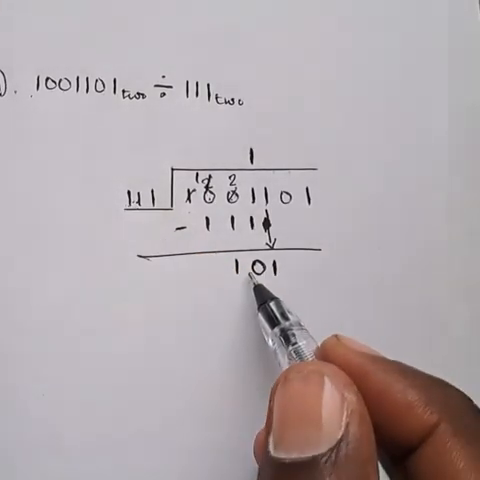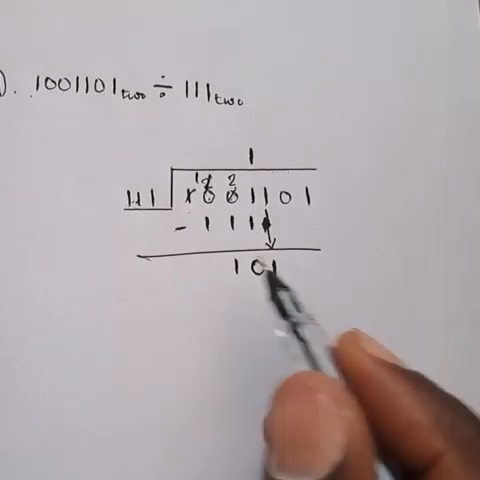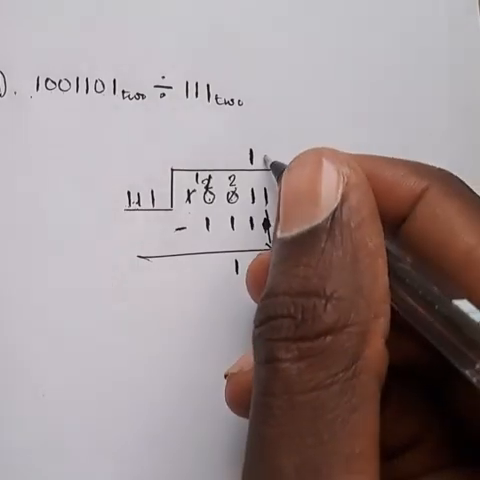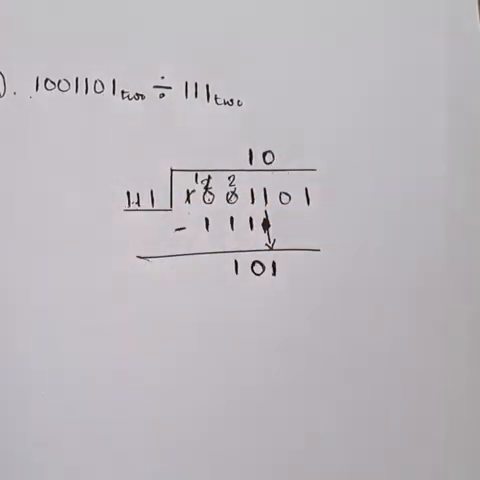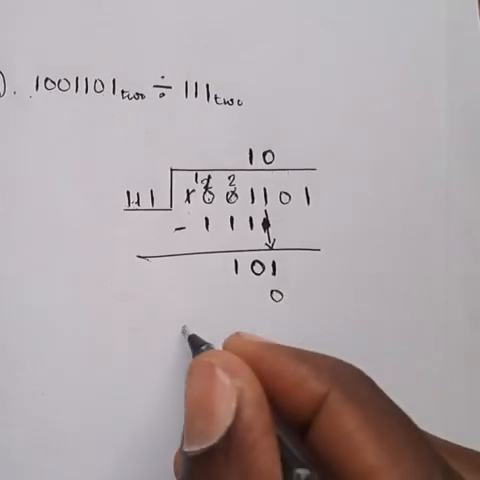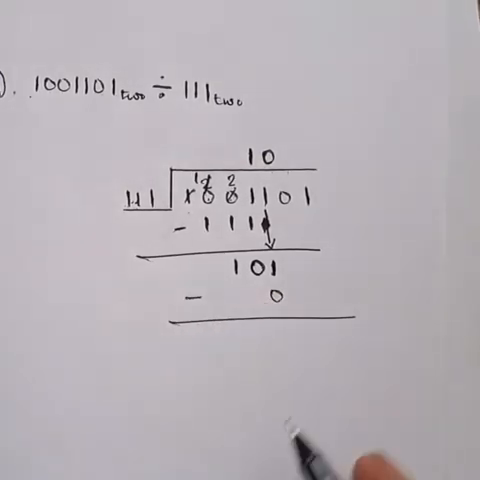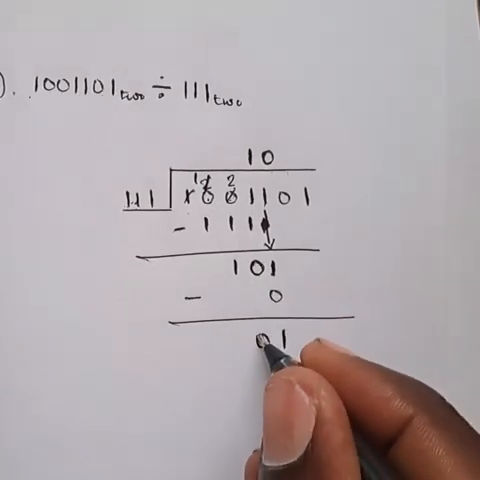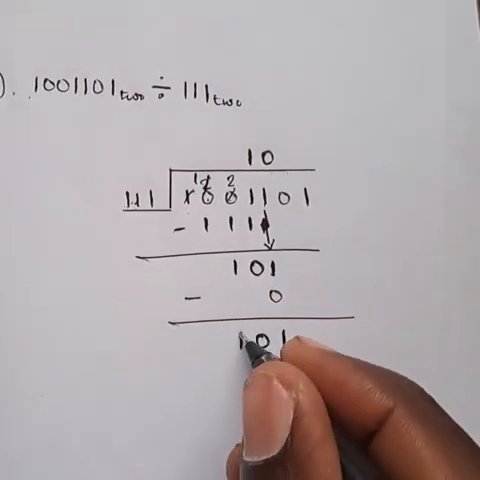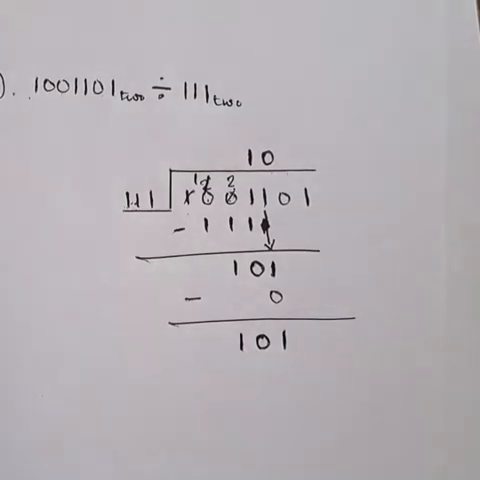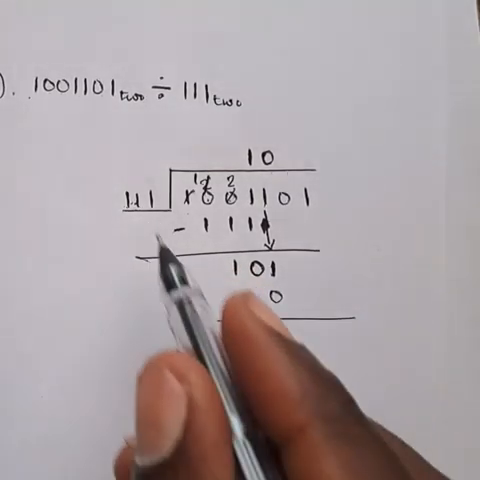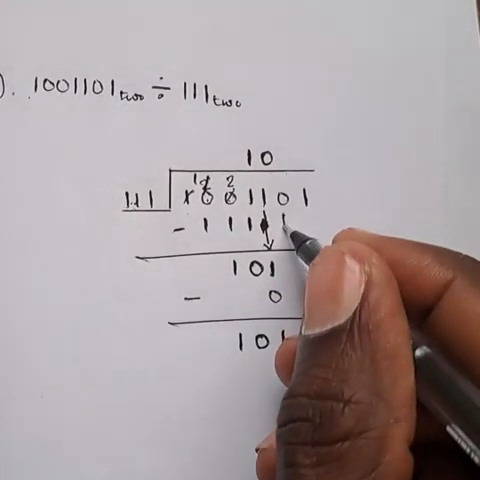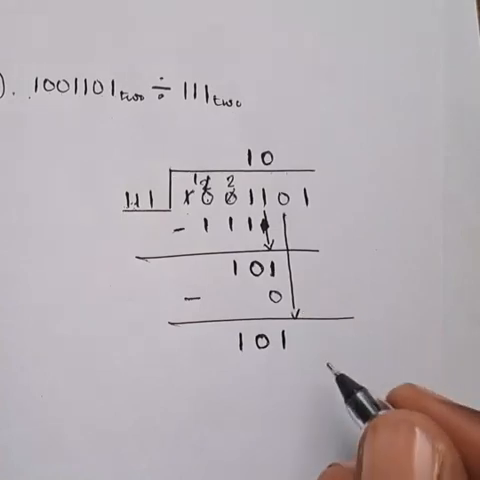111 into 101, still it can't. We are saying it can't after even bringing the number there, so we're going to put 0 there. 0 times 111, that is 0. We subtract 1 minus 0, that is 1. 0 minus 0, that is 0. 1 minus 0 again, that is 1. Right? 111 into 101, it can't. So we bring down this 0 there. Put it there.